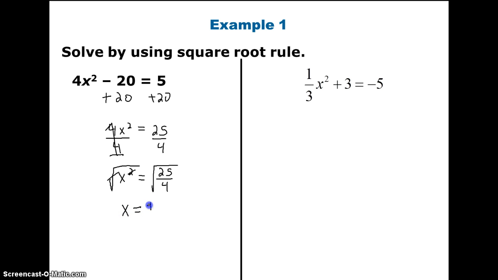Keep in mind that when you take the square root, we need a plus and a minus. Using the quotient property, we have a fraction, so we separate the numerator from the denominator and simplify. We have perfect square numbers, 25 and 4. So the square root of 25 is 5, and the square root of 4 is 2.